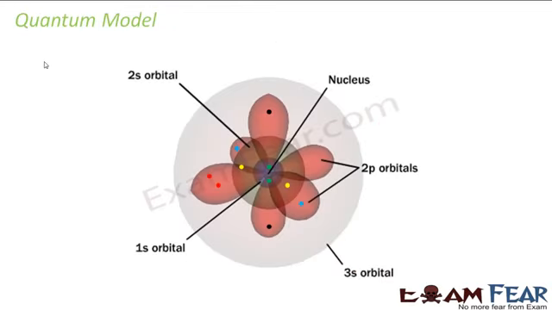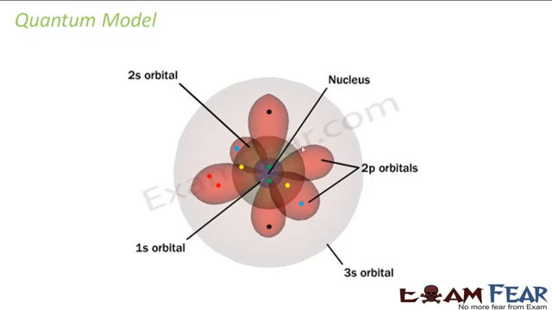In the quantum model, this is how the atom looks. This is my nucleus, which has the protons and neutrons, and then I have electrons all around. All you see, the green, yellow, blue, red, black, they're all electrons. Now it's stationary. I'll make them move in just a second.